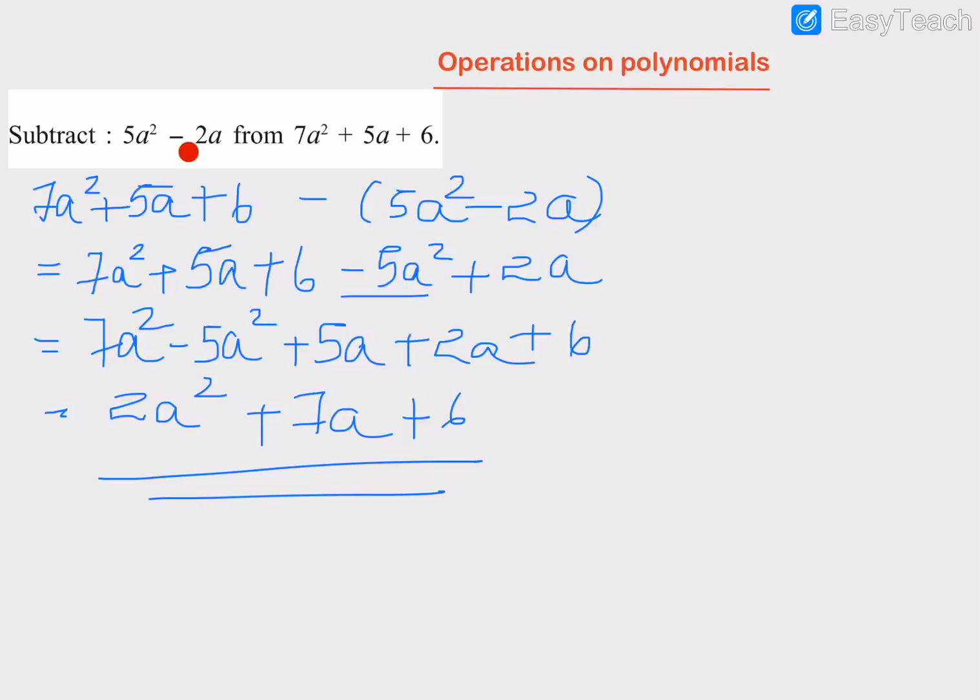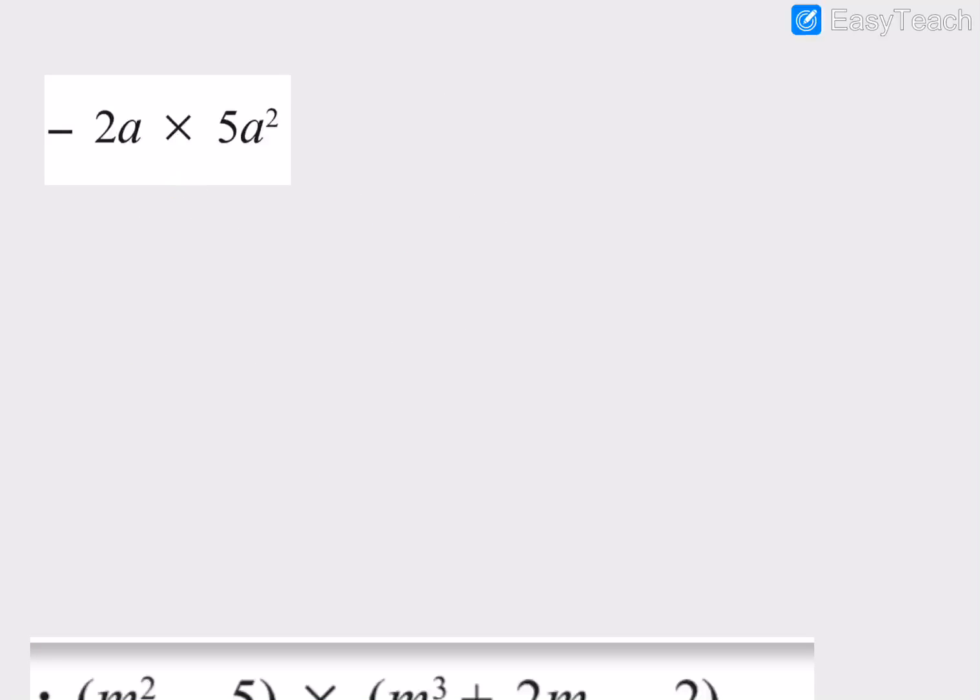So subtracting 5a square minus 2a from 7a square plus 5a plus 6, the answer is 2a square plus 7a plus 6. So we are going with the next. We have to multiply negative 2a into 5a square. Since you can see that we cannot do addition or subtraction between unlike terms.